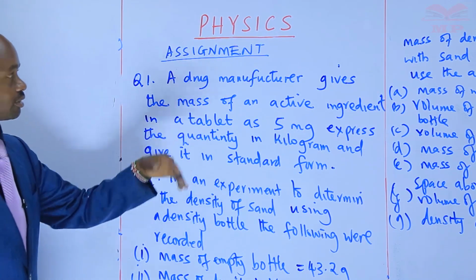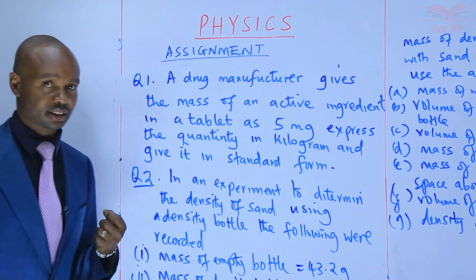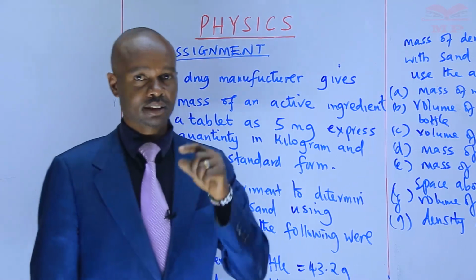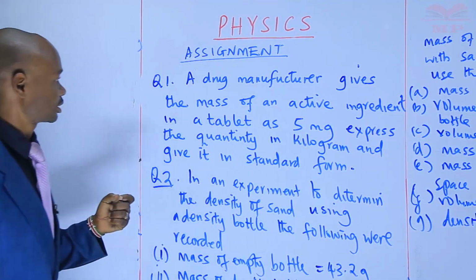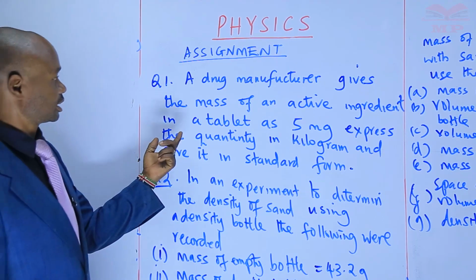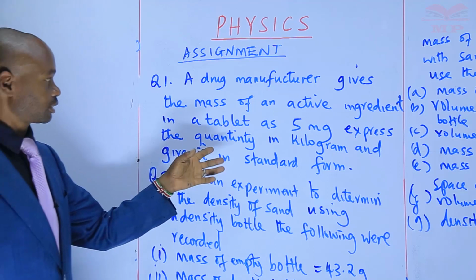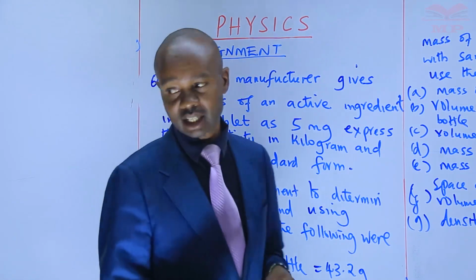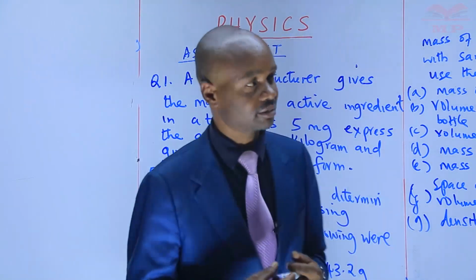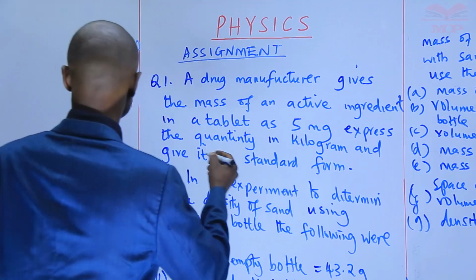Question 1. A drug manufacturer gives the mass of an active ingredient. Active in the sense that that particular part is the one that treats the disease. Gives it in a tablet as 5 milligrams. Express the quantity in kilogram and give it in standard form. So we go to the solution.